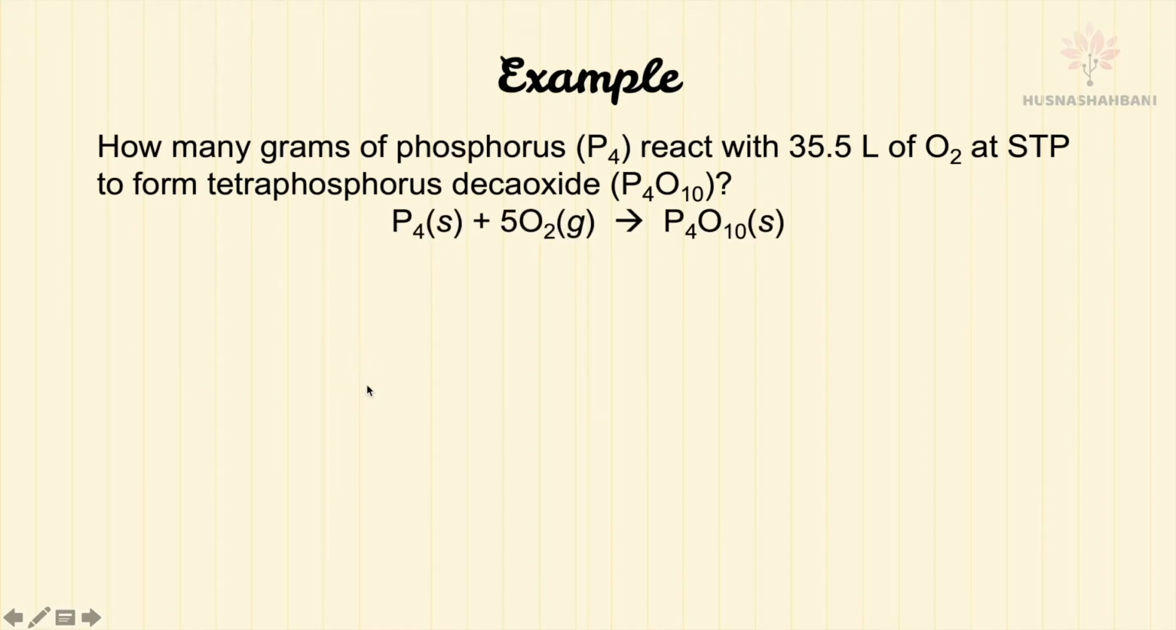From this question, we need to identify the mass of phosphorus that can react with 35.5 liter of oxygen. We have the volume of oxygen. The question asks for the mass of the phosphorus. So you have to relate these two pieces of information. Now, in order to get the mass of the phosphorus, we need to know the number of mole of the phosphorus. We have the volume of the oxygen. We can convert the volume to the number of mole, so we can compare this information with the number of mole of phosphorus.